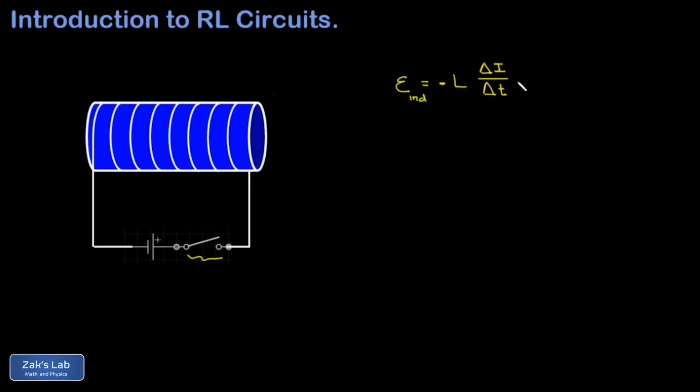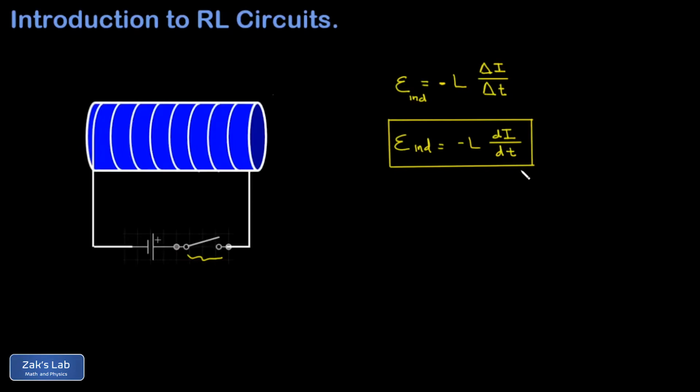In order to make progress on analyzing RL circuits, we're going to need the instantaneous version of this formula. So we think about this in the limit of a small time interval, and that delta I over delta T becomes a time derivative. So there's our formula for the back EMF produced by an inductor.